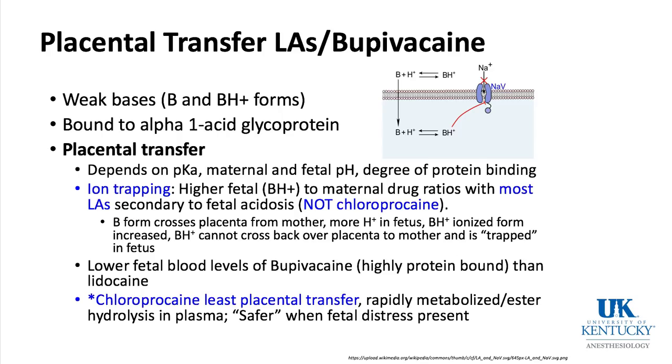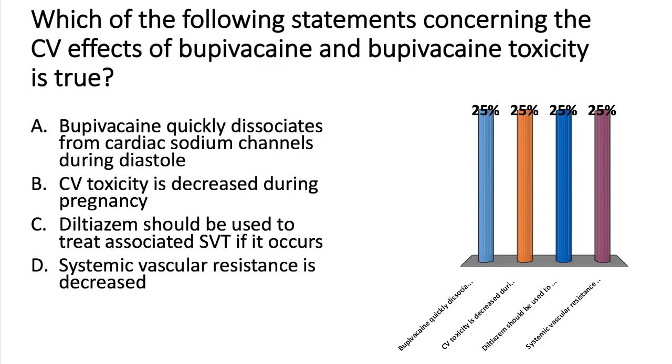There are lower fetal blood levels of bupivacaine than lidocaine, and the reason for that is probably the highly protein-bound nature of bupivacaine. If a local anesthetic is bound to protein in the mother, it has less chance of crossing over into the child. Let's look at a question here.